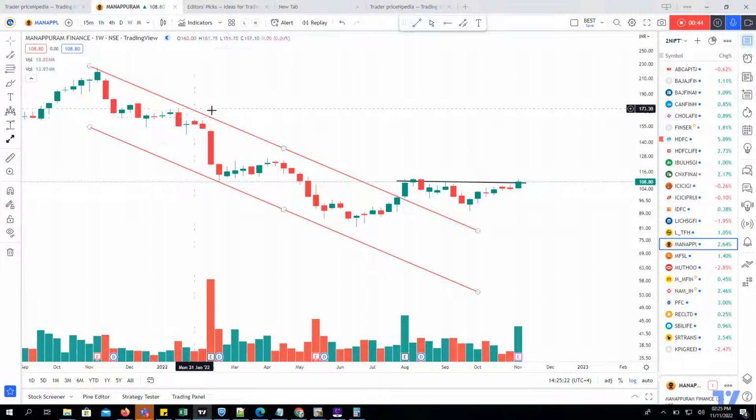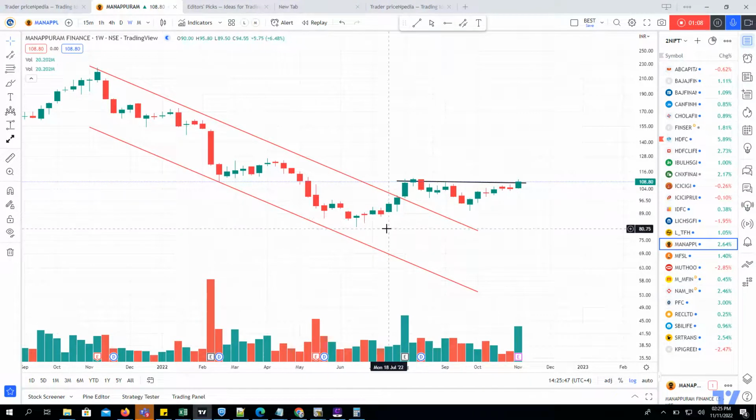This is that downward channel which took price all the way down to 82 rupees. At 82 rupees, we saw a bottom formation here. This bottom formation happened inside this downward channel, and price came out of this downward channel. As it was coming out, it faced this resistance here. It came back, and now it's testing this resistance again.